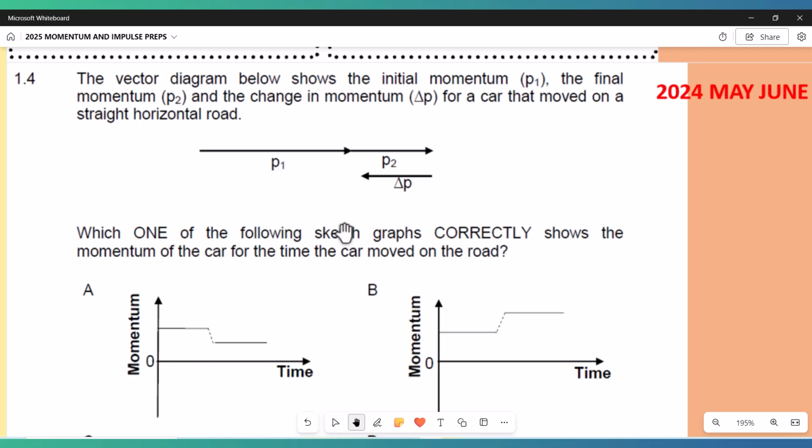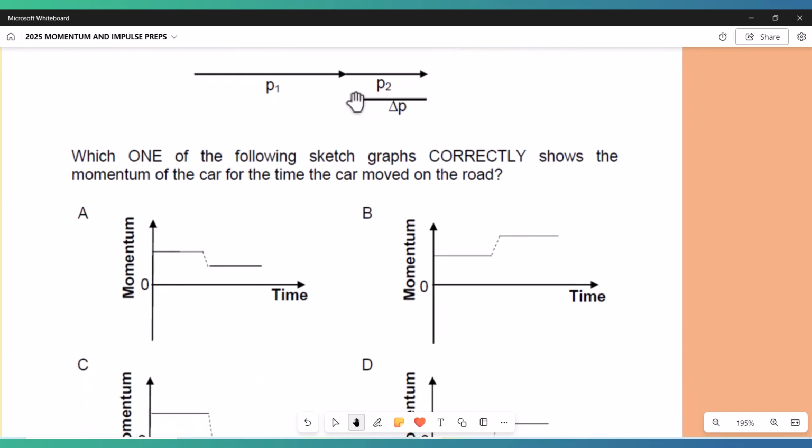Now I will ask you guys, if you look at P1 and P2, you see they're all pointing to the east. Are we together, in the same direction? But which of the two is bigger, P1 or P2 in magnitude? You guys can see that this P1 is longer than P2. In other words, P1 is bigger in magnitude than P2. So in physics, if the arrow is longer than the other one, it means it is of a bigger magnitude than the shorter arrow.